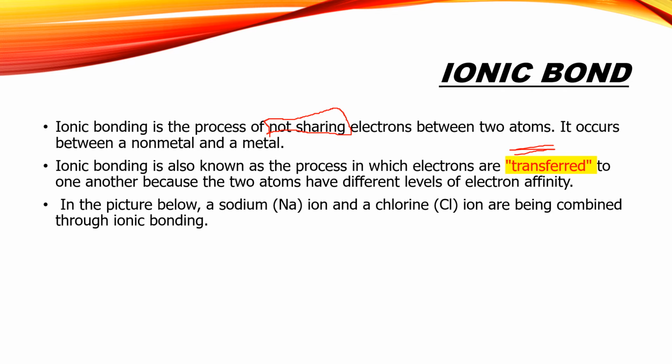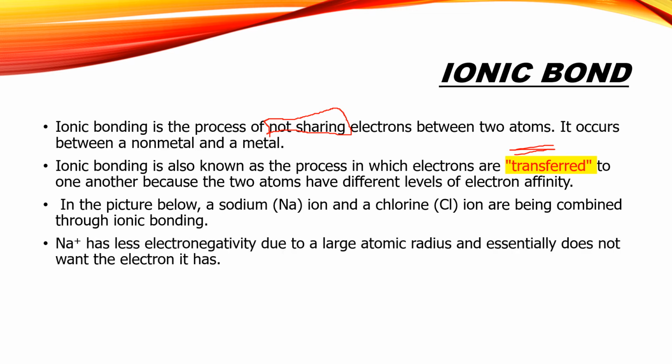Ionic bond. Remember, ionic bond is not sharing of electrons between two atoms, but it transfers the electron from one atom to another atom. Because the two atoms have a different level of affinity. In the picture below, sodium Na ion and chlorine Cl ion are being combined through ionic bonding. Na has a less electronegativity.